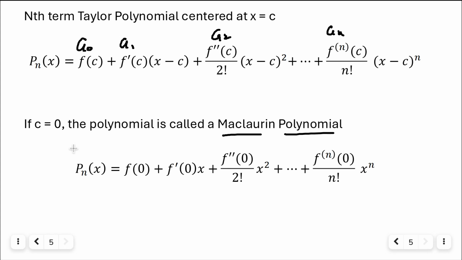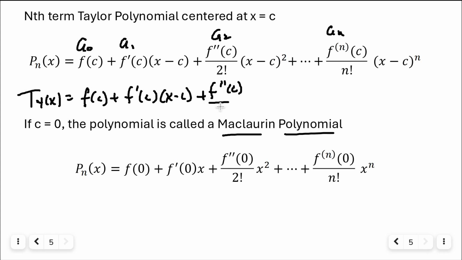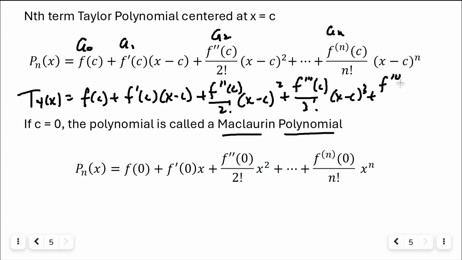Okay? And this is the formula you're going to need to write a Taylor or a Maclaurin polynomial for any degree that you want. So if I were to say write something to degree 4, well, t sub 4 of x would be f of c plus f prime of c, (x minus c), plus f double prime of c over 2 factorial, (x minus c) squared, plus f triple prime of c over 3 factorial, (x minus c) cubed, plus the fourth derivative evaluated at c over 4 factorial, (x minus c) to the fourth. All right? So that's really what you'd be working with there. Okay? And that's it.